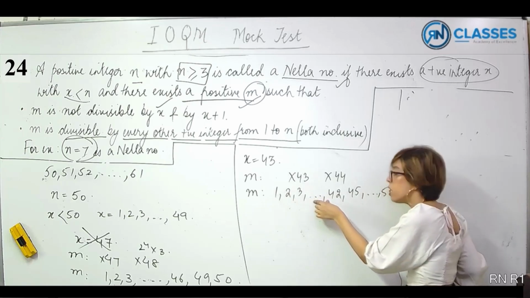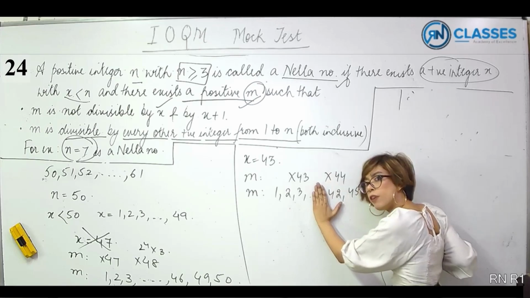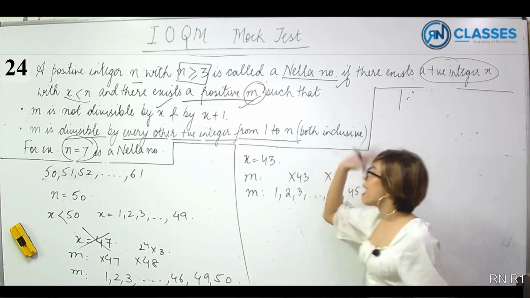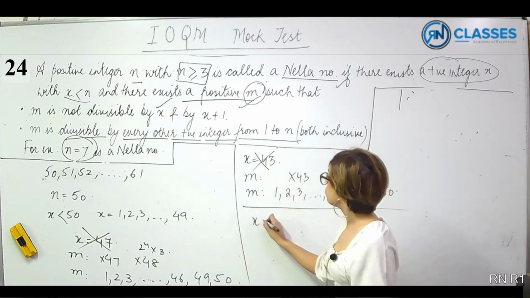Both are there, right? So if it is divisible by 4, it is divisible by 11. It has to be divisible by 44. Contradiction is there. That means x cannot be 44. Rejected? Okay. x equal to 41.